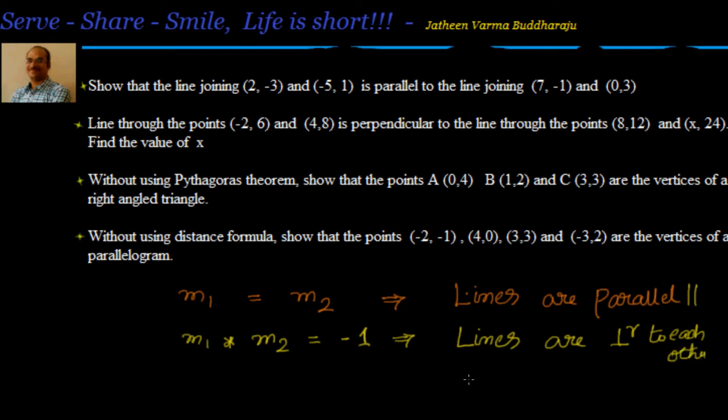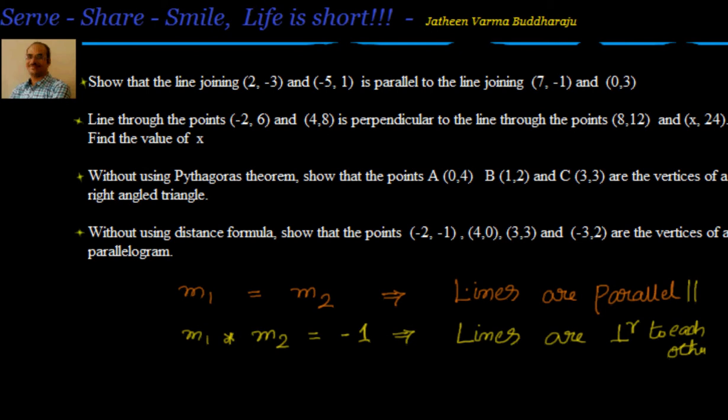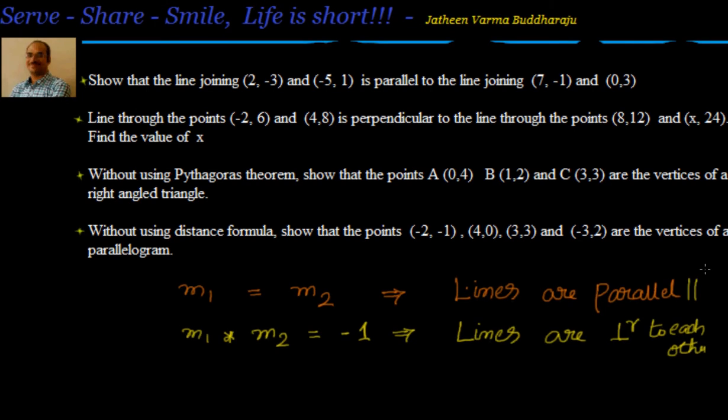We'll leverage these two simple formulas to solve these examples. What are those formulas? If two line segments are parallel to each other, then their slopes are equal. If two line segments are perpendicular to each other, then the product of their slopes is nothing but equal to negative 1. Okay, so let's go ahead and do that. Let's go. Here we go.